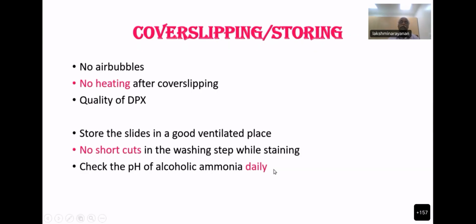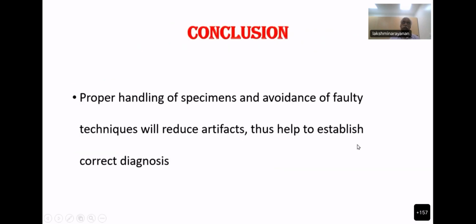Check the pH of the alcoholic ammonia daily. This daily check is very important. Otherwise, that shows in the staining. And so, in conclusion, what I want to say is that proper handling of specimens and avoidance of faulty techniques will reduce artifacts, thus helping to establish a correct diagnosis.